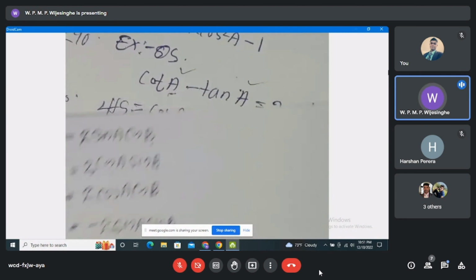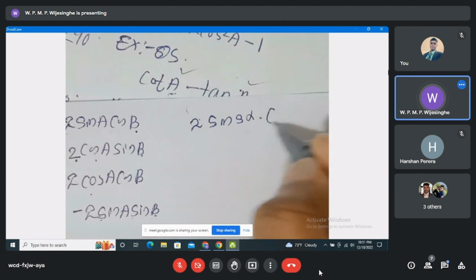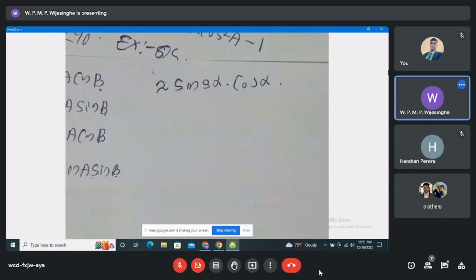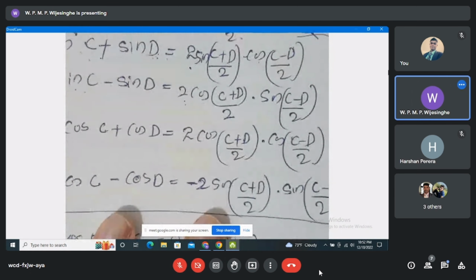Okay, next one, 2 sine 3 alpha cos alpha. If this term cos alpha is also having 3 alpha, right here 3 alpha, then you can write, by using single sine, the 2 times of this angle, it is sine 6 alpha, right? Here these 2 terms are having different angles, so we have to follow the relationship that we learned here, right?